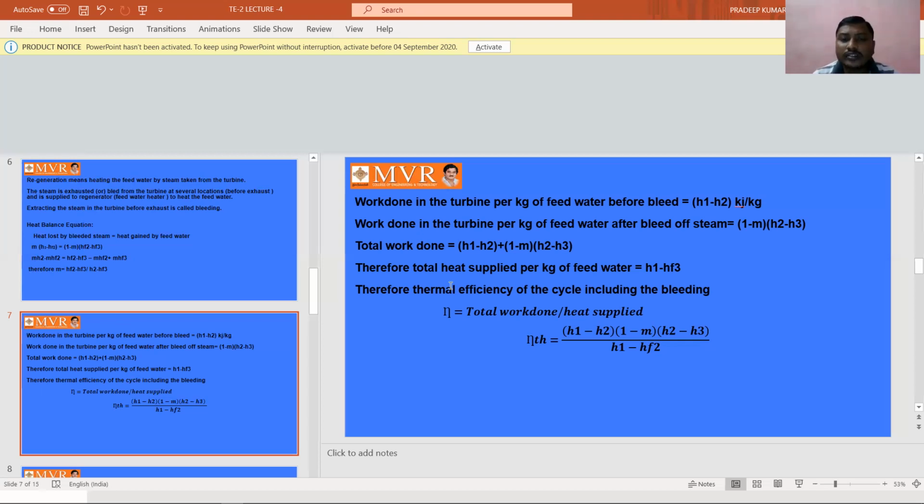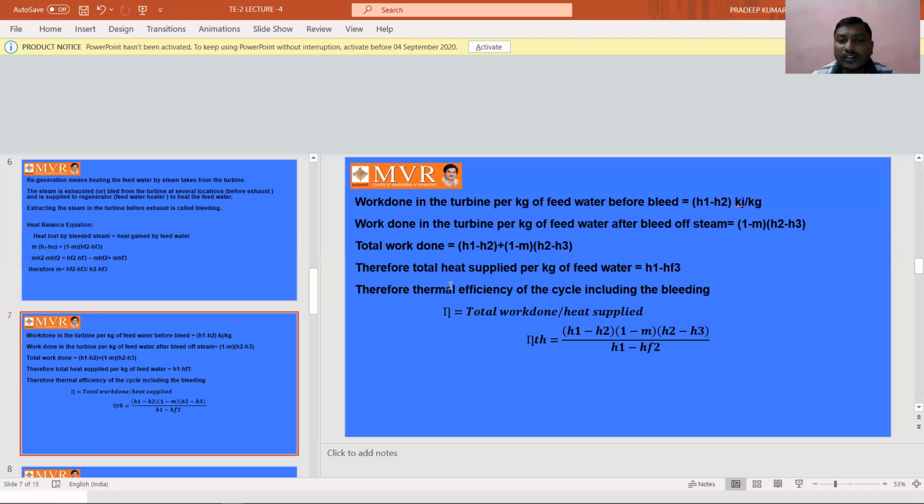Therefore, the total heat supplied per kg of feed water, when we are feeding water to the boiler, is equal to H1 minus HF3.